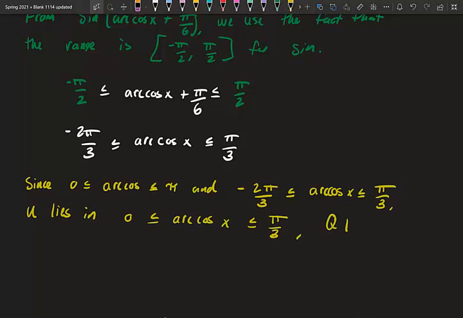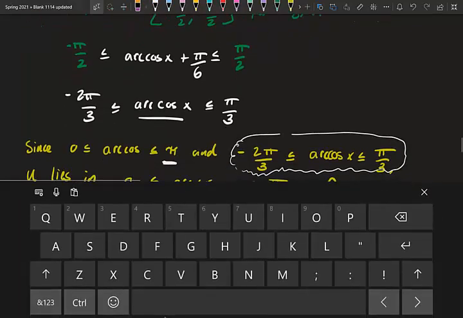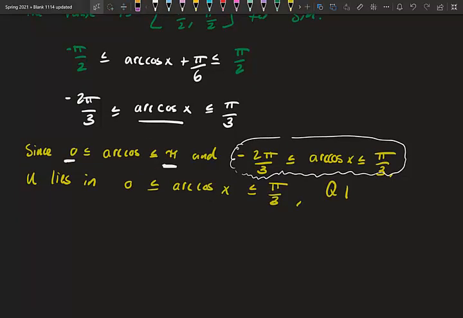Alright, so don't forget, we're actually working with arc cosine here. It tells us right here that we're working with arc cosine. Since the range of arc cosine is 0 to pi, go back to 6.1 for that. Specifically for this example, we found that u should fall between negative 2 pi over 3 and pi over 3. But in reality, arc cosine is only between 0 and pi. So pi over 3 falls in between 0 and pi, but negative 2 pi over 3 doesn't work. So u lies between 0 and pi over 3, which is in quadrant 1. So we're working in quadrant 1.